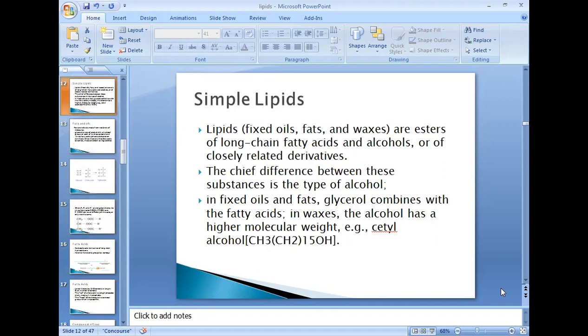Let us see the different subclasses of simple lipids. Lipids like fixed oil, fats and waxes are esters of long-chain fatty acid and alcohol and closely related compounds. The chief difference between them is the type of alcohol. In fixed oil and fat, glycerol, which is the type of alcohol, is combined with fatty acids. Whereas in waxes, the alcohol has a higher molecular weight, such as cetyl alcohol.